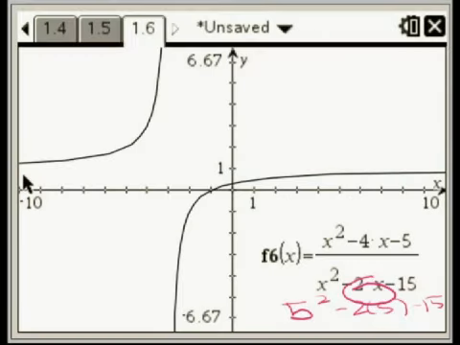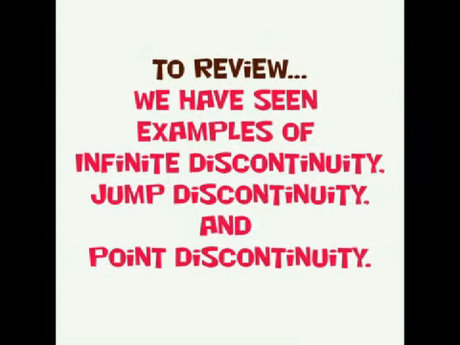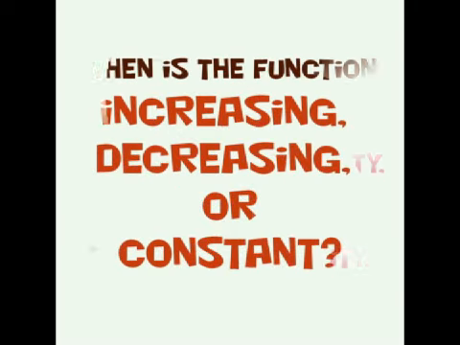You can also see from the graph that this particular function has an infinite discontinuity at x equals negative 3. And let's not forget the hole in the graph, the point discontinuity at x equals 5. So just to quickly review, we have seen examples of infinite discontinuity, jump discontinuity, and point discontinuity, which leads us to, when is a function increasing, decreasing, or constant?